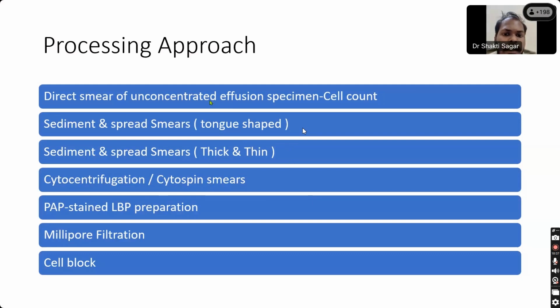Here you are just taking a small drop of the fluid. See, it's a direct smear. You're taking a small drop of the fluid and putting it on the slide, and with one drop of toluidine blue, you are mixing the fluid and the toluidine blue, and then you are putting a cover slip and looking at the specimen under the microscope to see the cell count, or not exactly the cell count. How is the cellularity of this fluid?